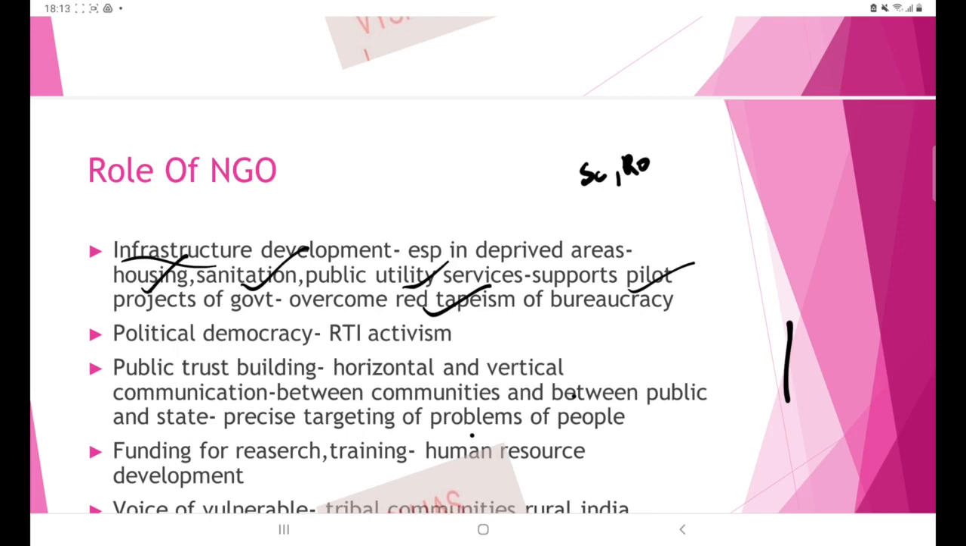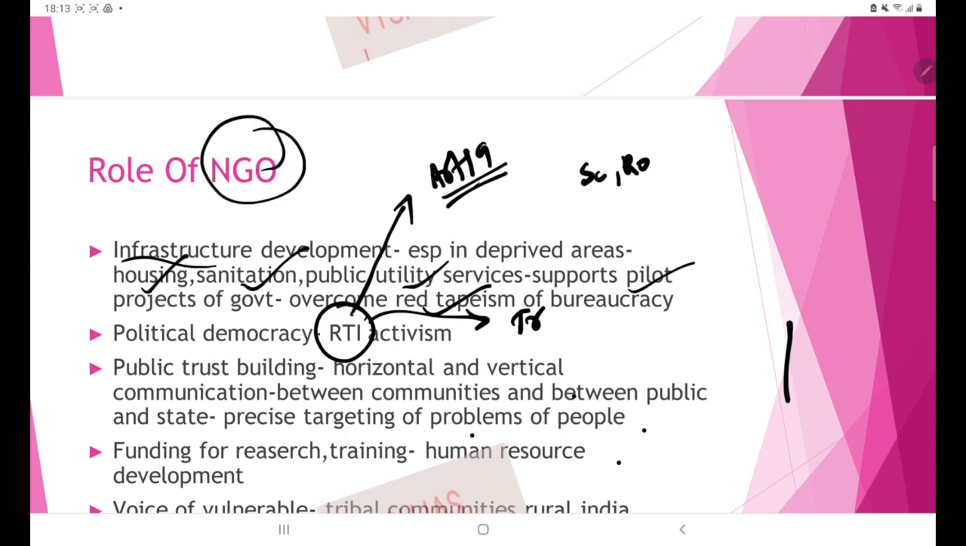Then it has established its role in establishing a political democracy in India, because of RTI, the Right to Information Act, which is under Article 19. It is a landmark act in India's political history, because it brought transparency to the governance framework of India. This act is the result of the efforts of many NGOs, so it reiterates the efforts to establish a political democracy within India.